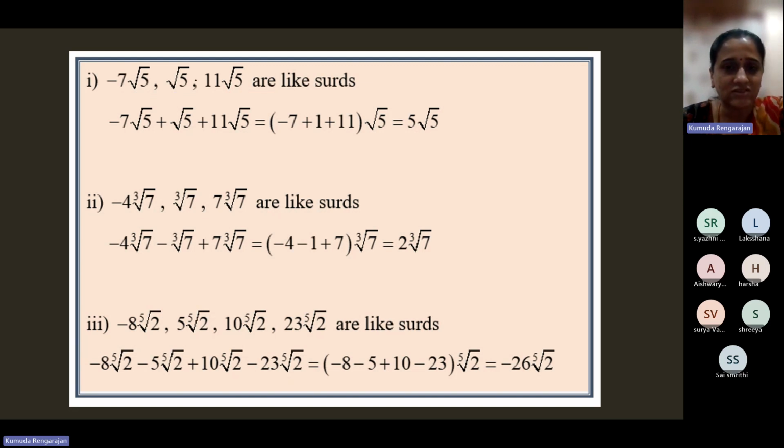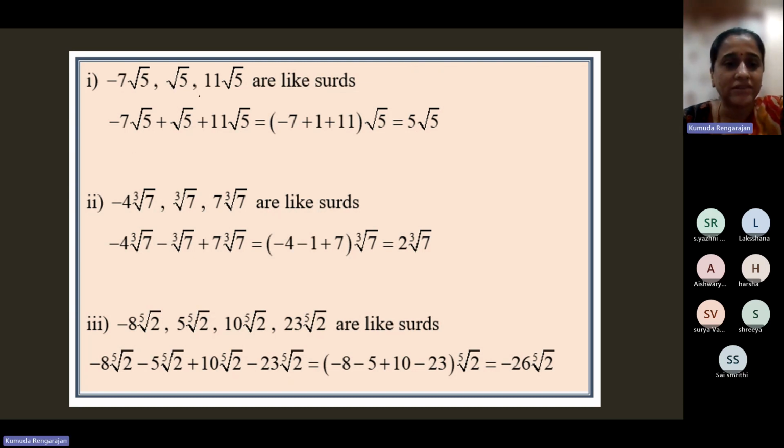So these are like surds because they have the same irrational factor, root 5, root 5, root 5, and hence they're like surds. And surds, as I told you, are expressions with the square root, cube root, fourth root symbol. When you see the symbol, you can call them surds.